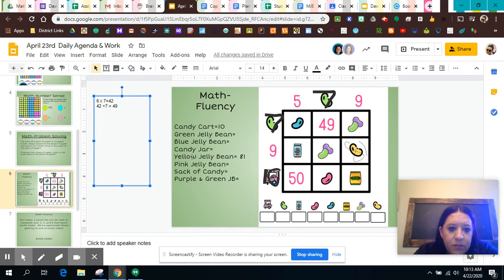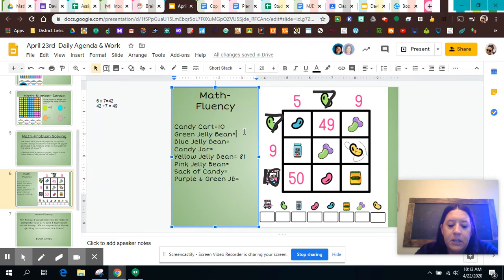So I can go over here and find my green jelly bean, and I'm going to go ahead and put in 7 because I know that one is 7. So I have those already solved for you. So I'm going to do one more for you, and then I'm going to leave the last. So I'm going to do half of them. I'm going to leave the last 4 for you all to do.